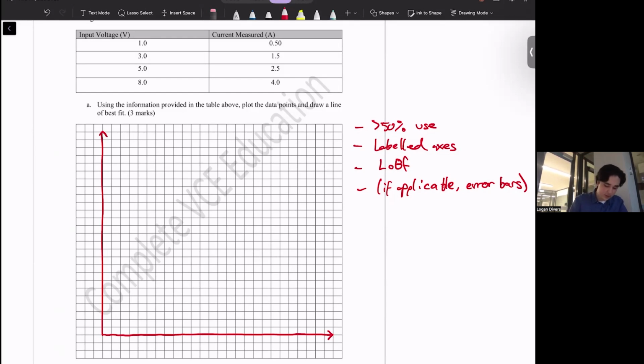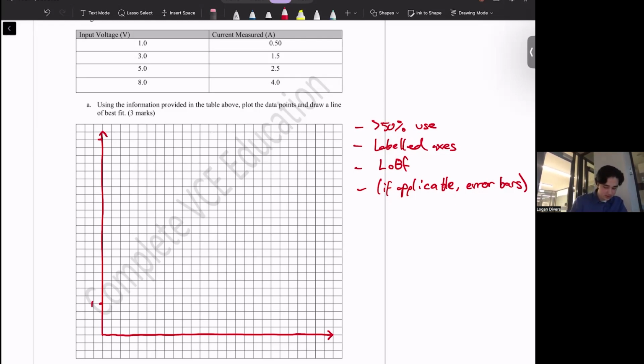So we count our blocks here. 1, 2, 3, 4, 6, 7, 8, 10, 11, 12, 13, 14, 15, 16, 17, 18, 19, 20, 21. This is 25 up to here. And our current measured, we want to put our dependent variable on the y-axis because that's typically how we lay out graphs. This goes up to 4, and there are 25 squares. We can go up to 5 actually. We'll just divide by 5. So 1, 2, 3, 4, 5.